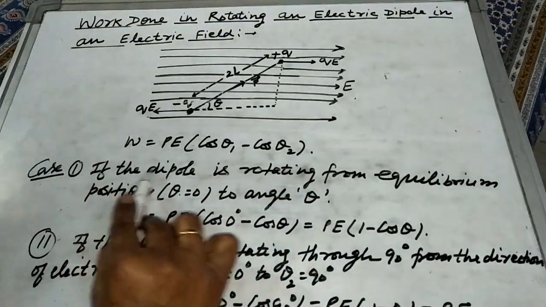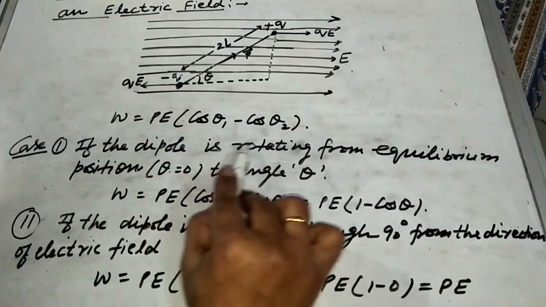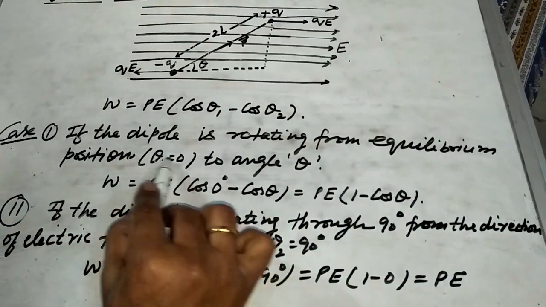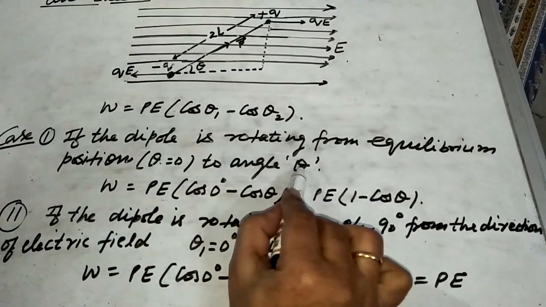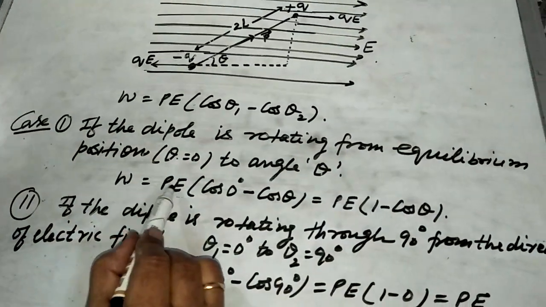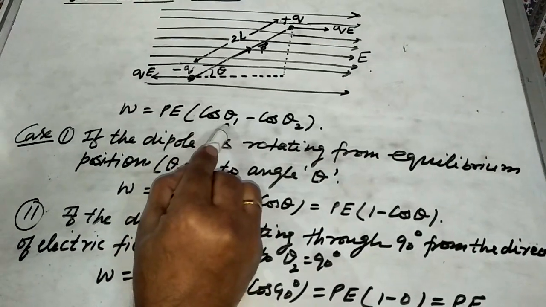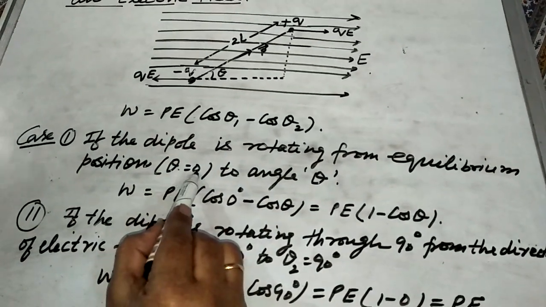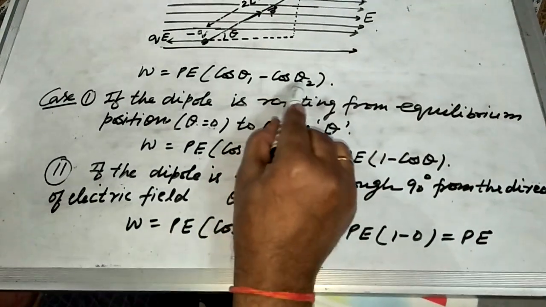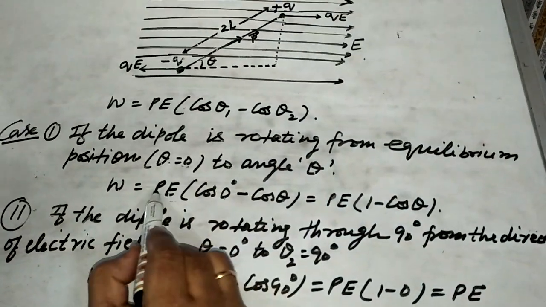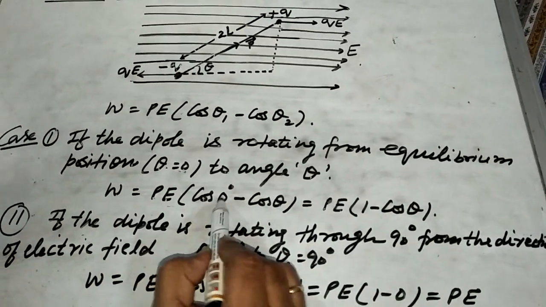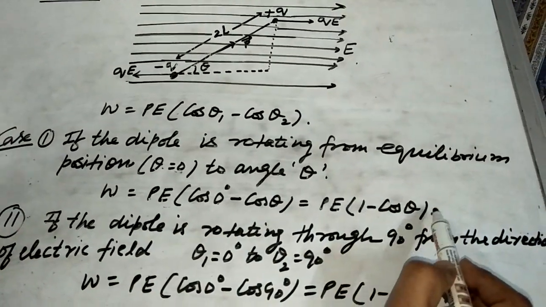It means if the dipole is rotating from the equilibrium position, theta equal to 0, to an angle theta, then the work done is given by W = pE (cos theta 1 − cos theta 2). Here the initial position means the equilibrium position, 0 degree, and the final position theta 2 is theta. So you can write pE (cos 0 − cos theta). As you know, cos 0 is 1, so W = pE (1 − cos theta).